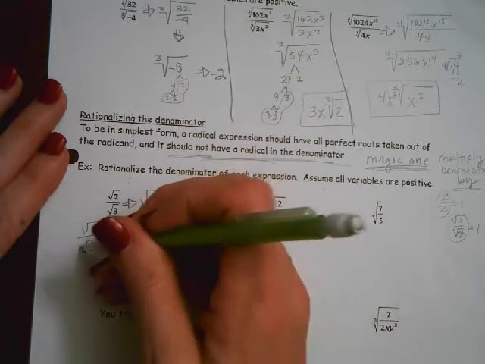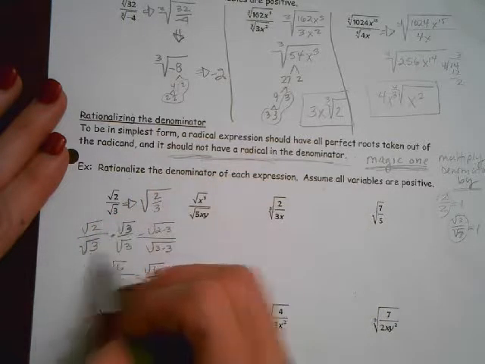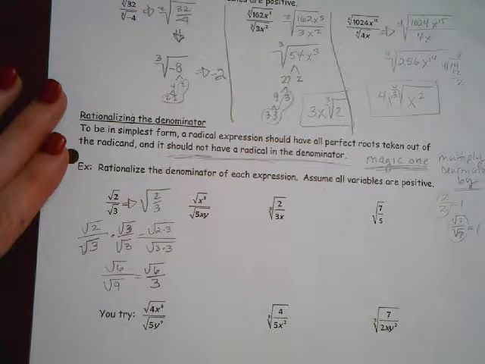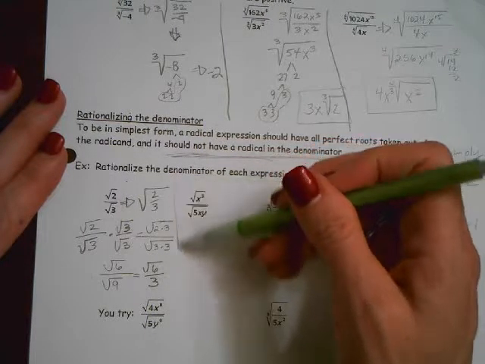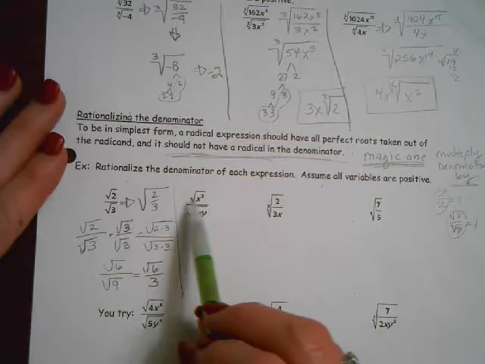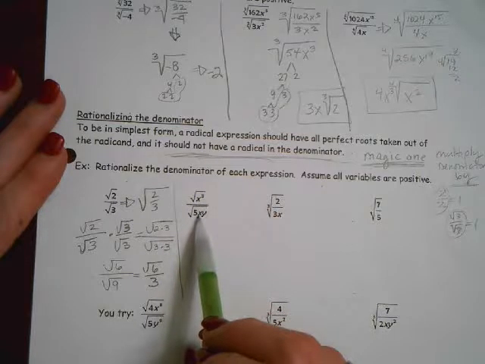Okay? So when I have a square root, the square root of 3, to get rid of it I need to multiply it by itself. So I'm trying to find a way to make it a perfect square. So let's look at another example. So I have the square root of x cubed over 5x to the y.